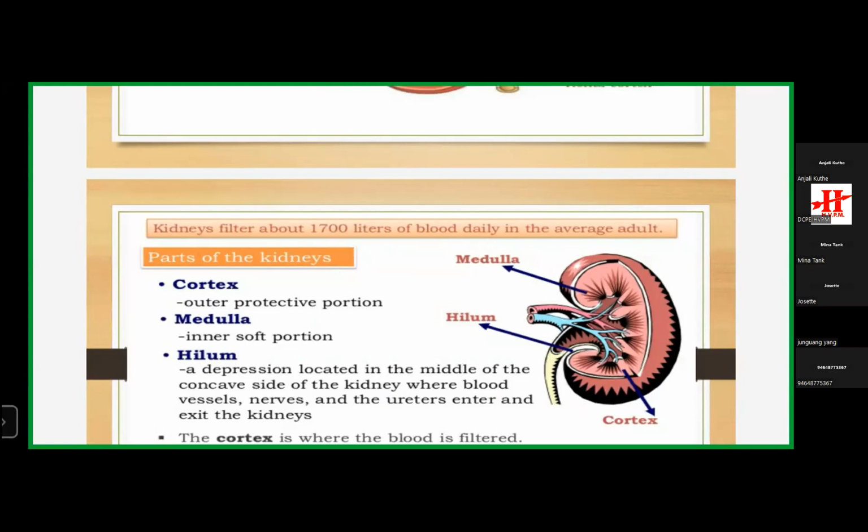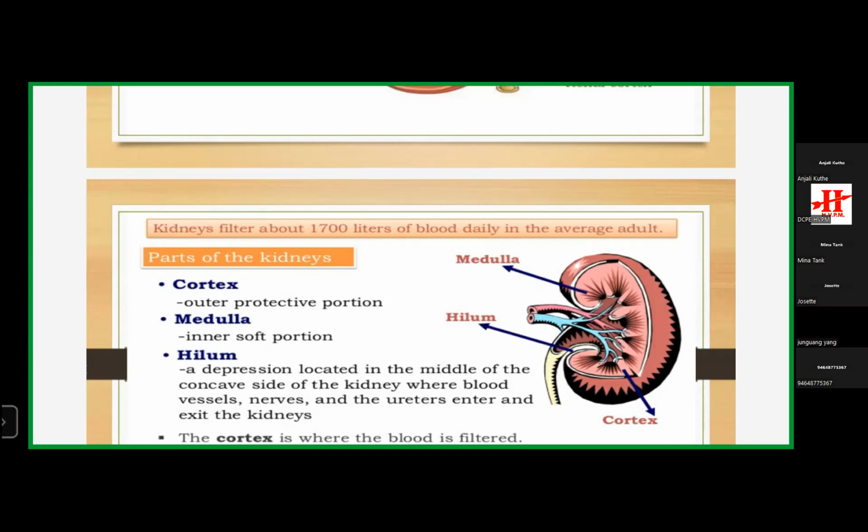Now the internal structure of the kidney. When we take a longitudinal section and open the kidney, we can notice that it is made up of two parts. One part, the outer part, is known as the cortex, and the inner soft portion is known as the medulla. These are the two parts of the kidney, outer cortex and inner medulla, which is the soft portion, and the cortex is the protective portion of the kidney.